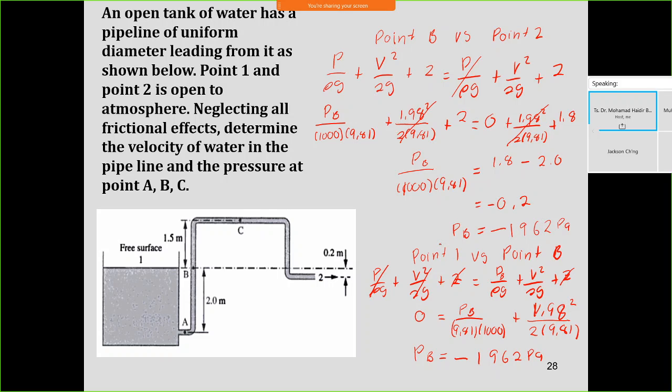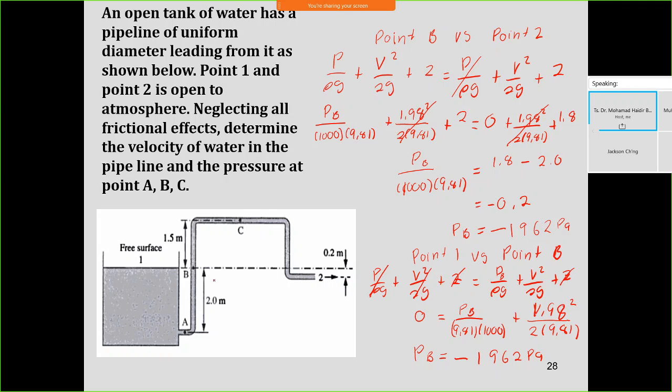You can decide by yourself which point to compare, any point, as long as the point that you compare has the most information that you know. Like point one and point two, you already know the value at point one and the value at point two, so you can use those points.